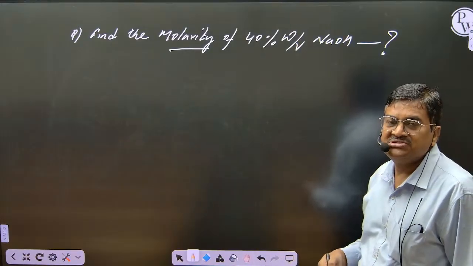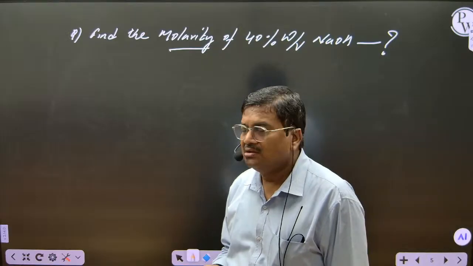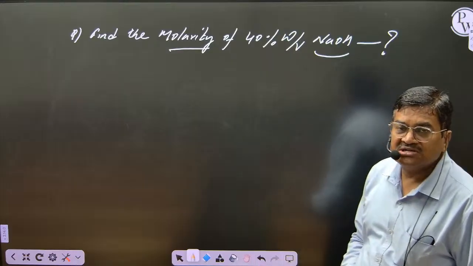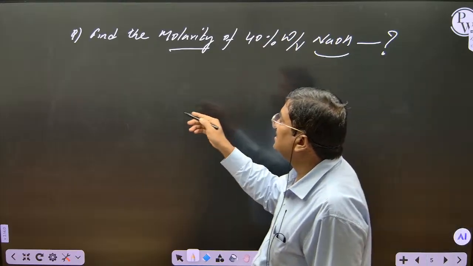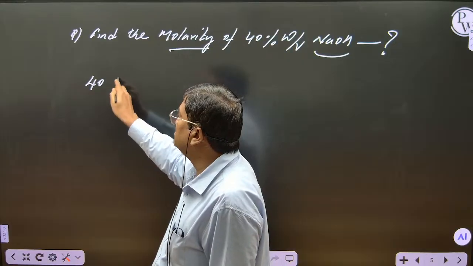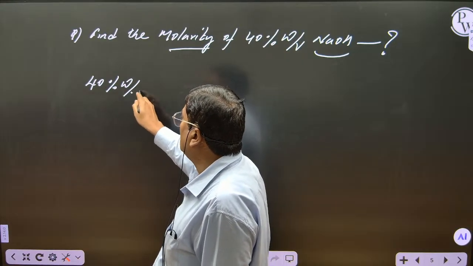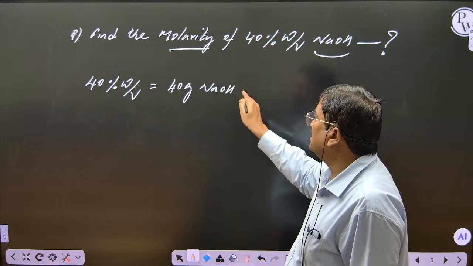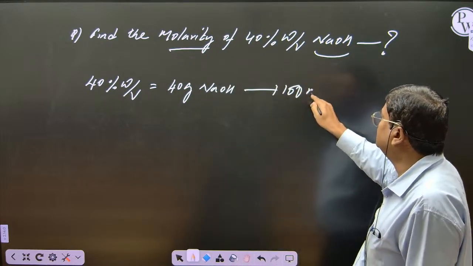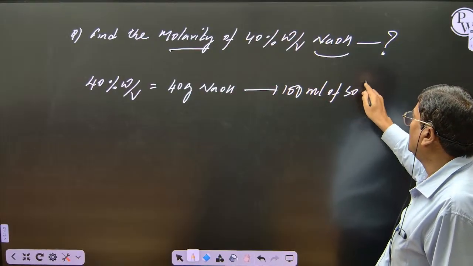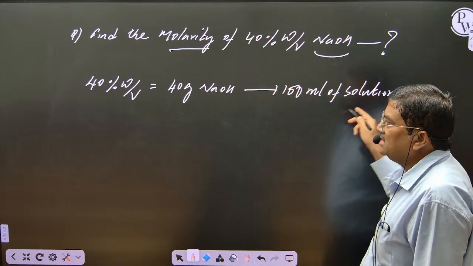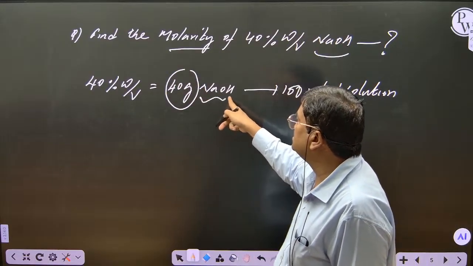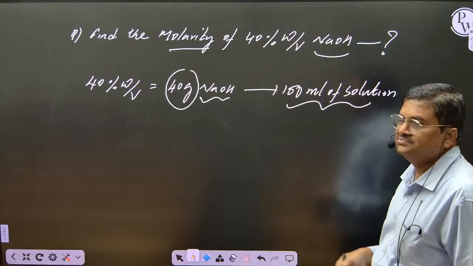What is W by V, students? Mass by volume percent of caustic soda solution. NaOH is called what? A caustic soda. Now tell me, students, what does 40% W by V mean? 40 grams of NaOH is present in 100 ml of solution. Do you agree? What does 40% W by V mean? 40 grams of this solute is present in 100 ml of solution.